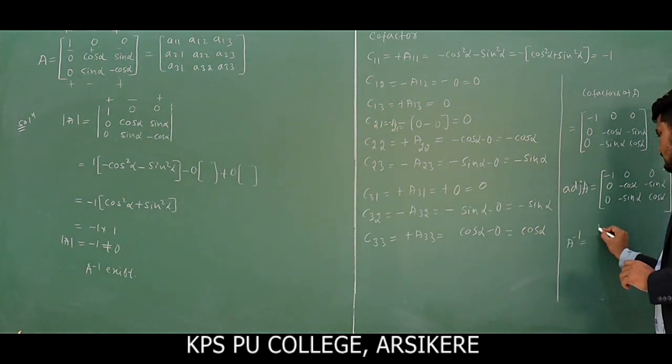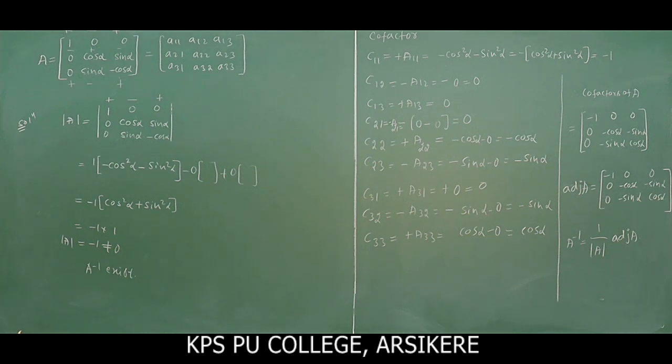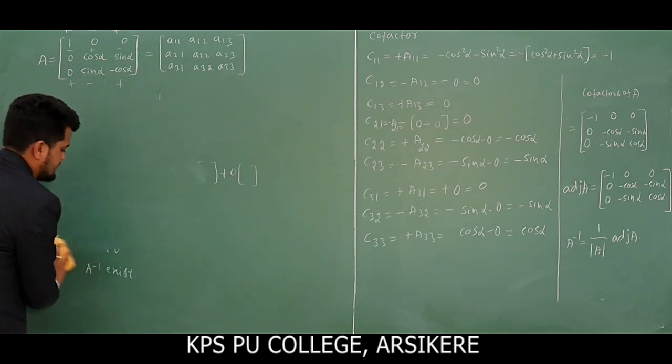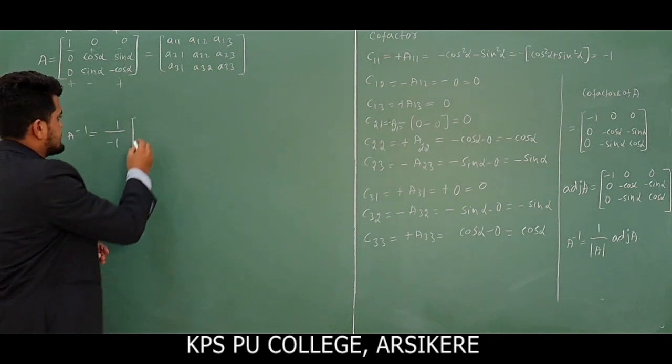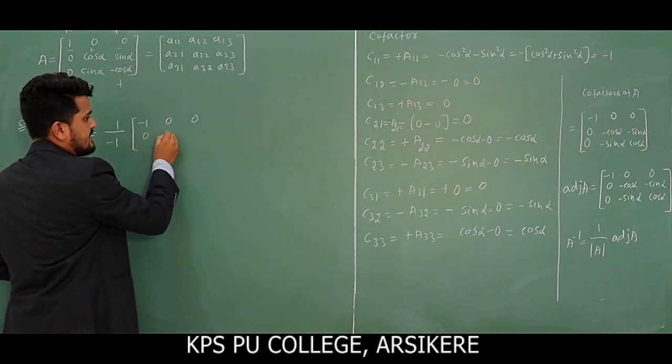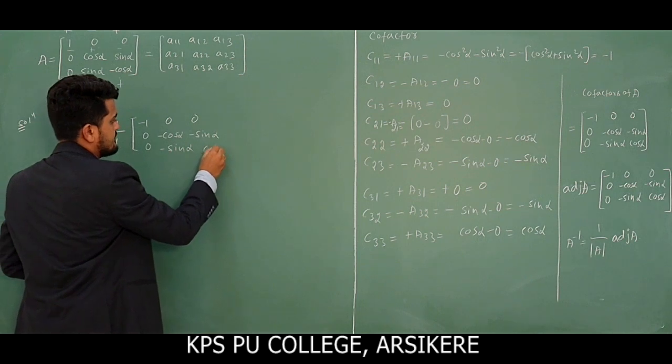So A inverse is equal to the formula 1 divided by determinant of A into adjoint A. Therefore A inverse is equal to 1 divided by the determinant of A value, minus 1, into adjoint A value: minus 1, 0, 0; 0, minus cos alpha, minus sin alpha; 0, minus sin alpha, cos alpha, right?